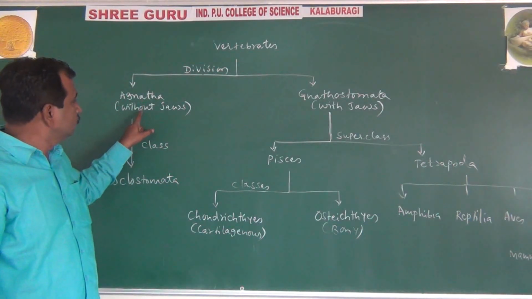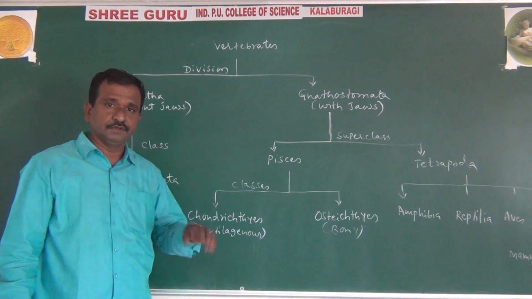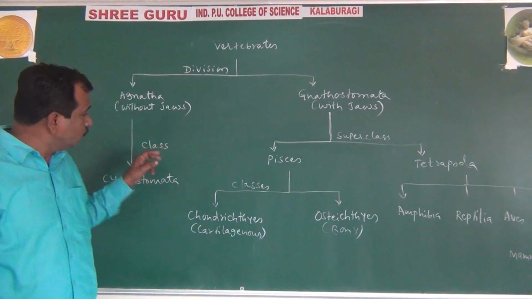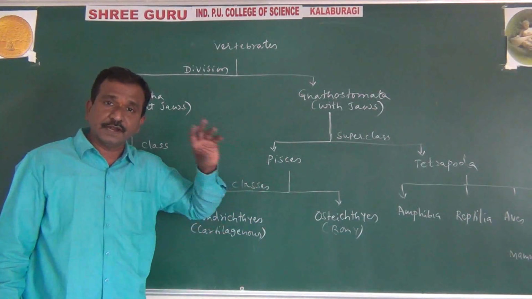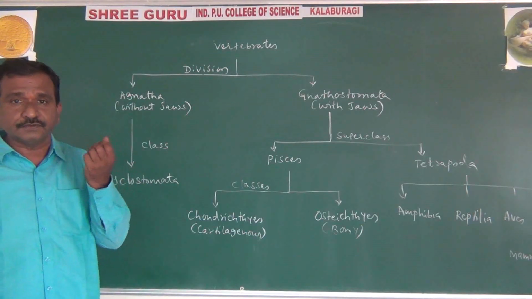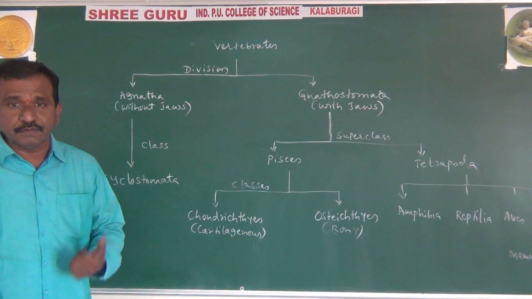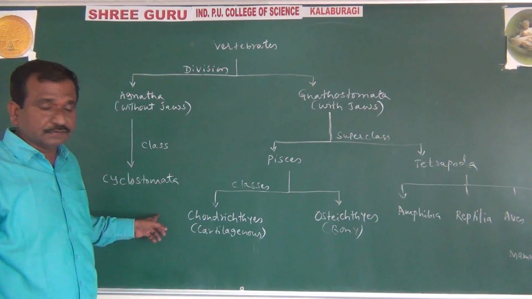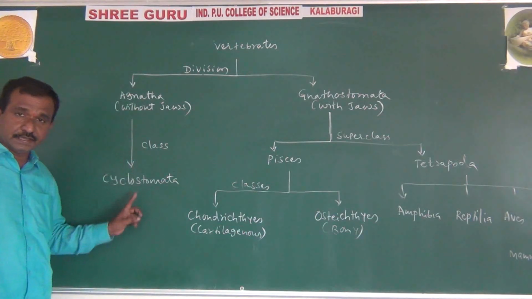The next is without jaws. Actually 2 classes were there. Out of that, one class is left, the cyclostomes. One more class, Ostracodermi, was there earlier, but its species became extinct and are not available. That is why only one class is left, Cyclostomata, from the Agnatha group.